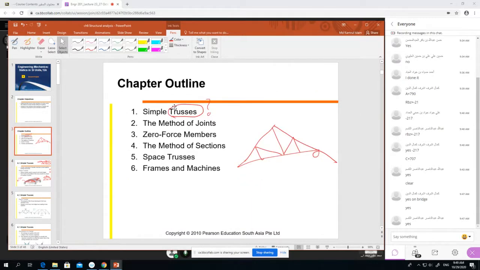So what we learn here: simple truss, the method of joints, the method of zero force members, and the method of sections. Up to here we will learn, and this we will skip. So up to 1 to 4.